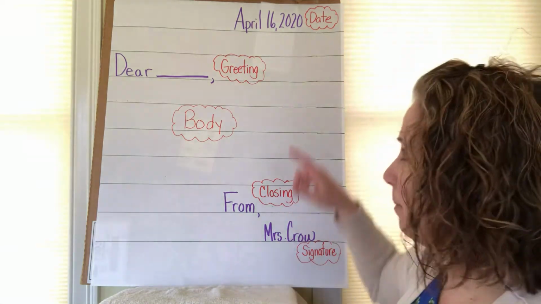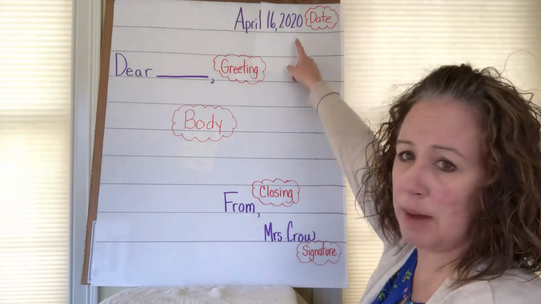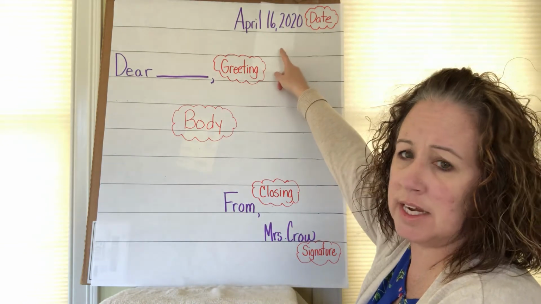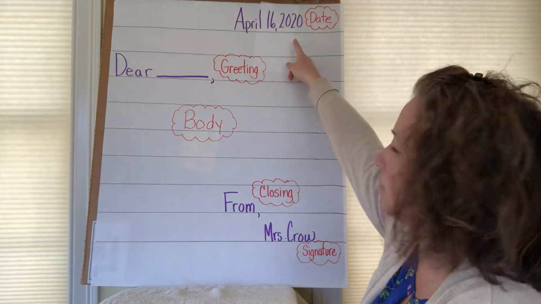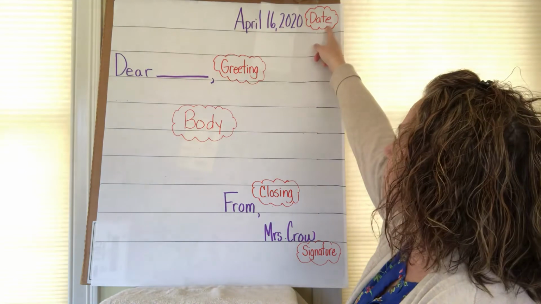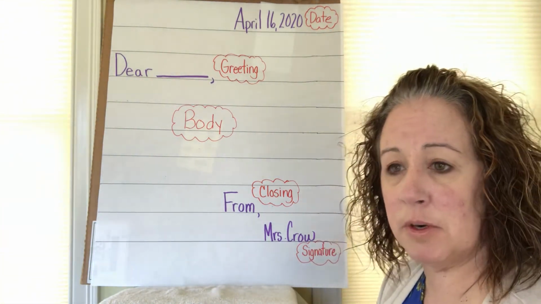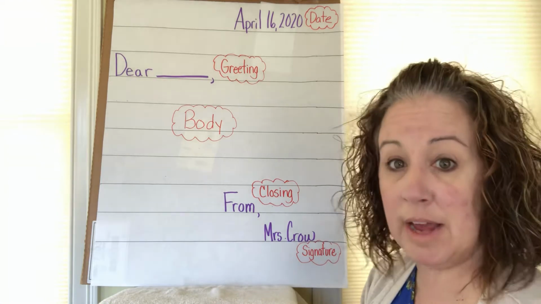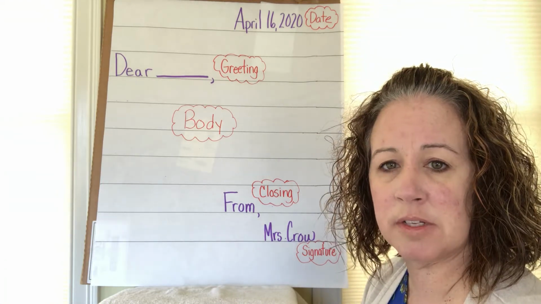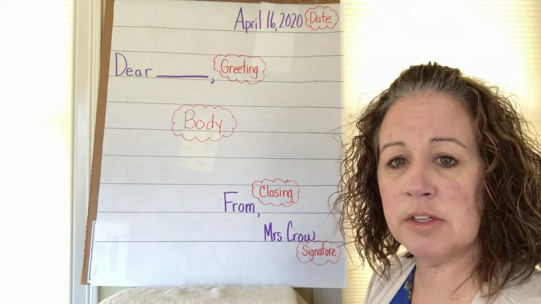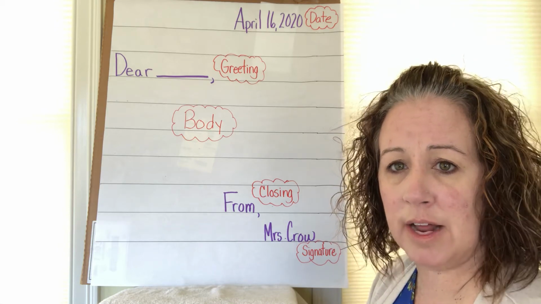So at the top, on our first tippity top line, always goes the date. It says April 16th, 2020. And this word in red says date. The date is important to have there because when you send a letter, if you send it through the mail, it might take a few days to get to the person that it's going to. So it's always good for them to know when you wrote the letter.